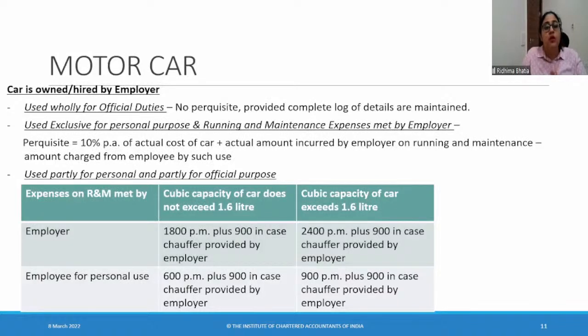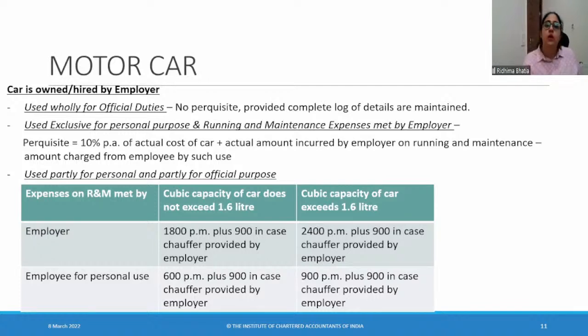But if I provide you the car which is used by you exclusively for personal purpose, there are three types of purpose: fully official, fully personal, and partly official, partly personal, right? Fully official is complete office purpose. Fully personal means your personal benefit, the employee's personal benefit. And third is partly official, partly personal. So the second category is my car used for your own purpose.